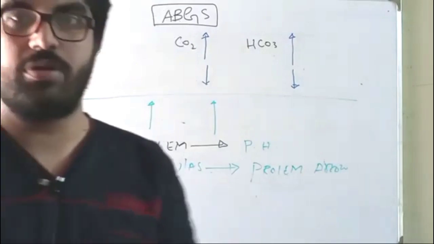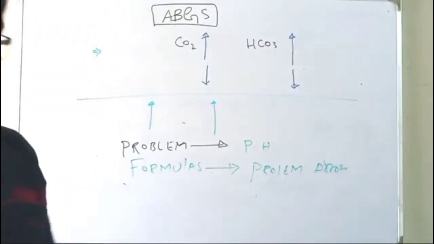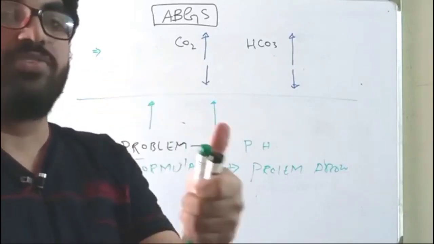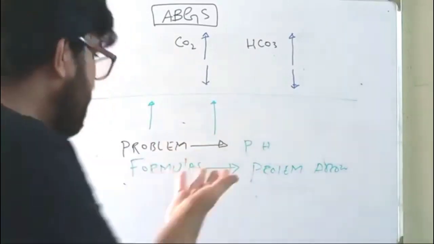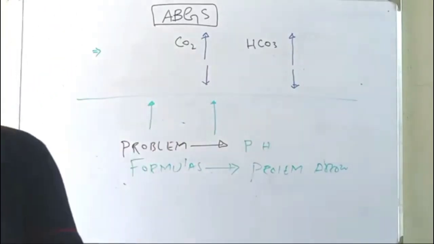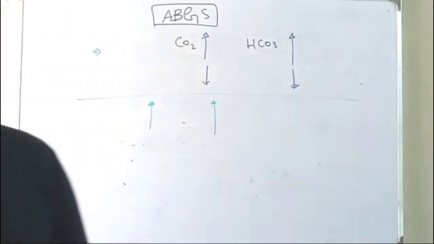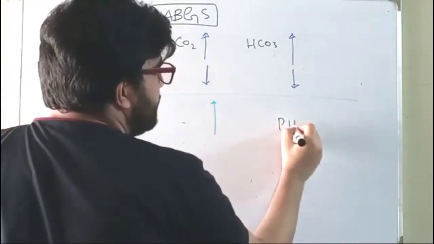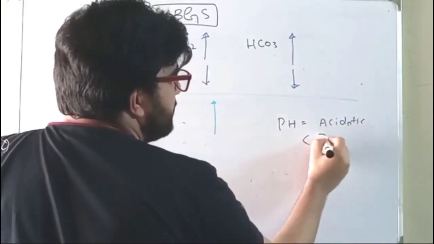This is the basic concept. If both the arrows are moving upward or both the arrows are moving downward, we have to find out which arrow is the problem arrow, and the other arrow is either compensation or a problem too. And we have to look at the pH. Now I'm discussing this in detail. If both the arrows are moving upward and the pH is acidotic, that is less than 7.40.